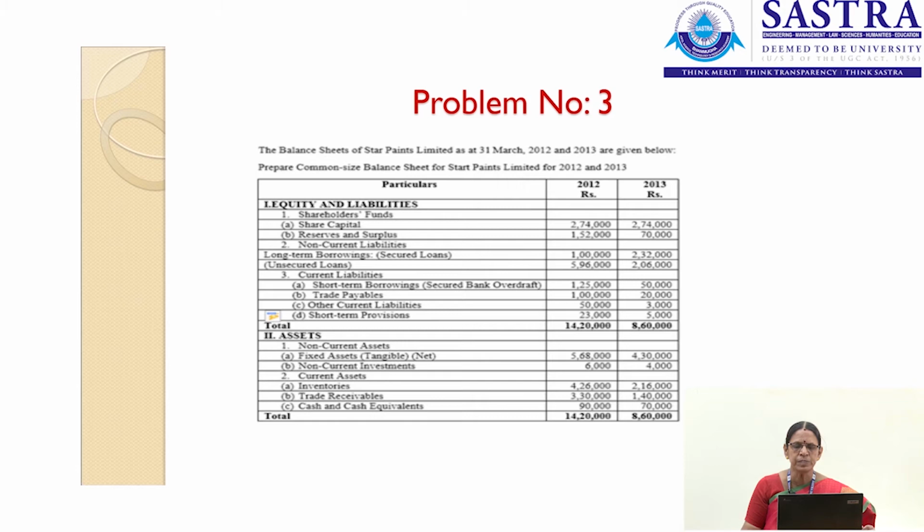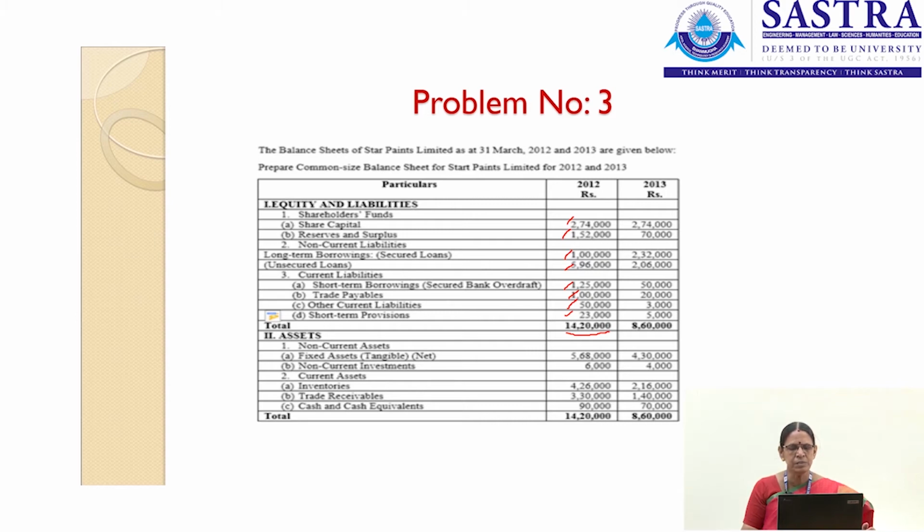Again shareholders funds we got 2,74,000, reserves and surplus 1,52,000, then long-term borrowings 1 lakh, then unsecured loans we have 5,96,000, short-term borrowings, that is your bank overdraft, is 1,25,000, trade payables 1 lakh, other current liabilities 50,000, short-term provisions is 23,000, total of the balance sheet is 14 lakhs and 20,000.